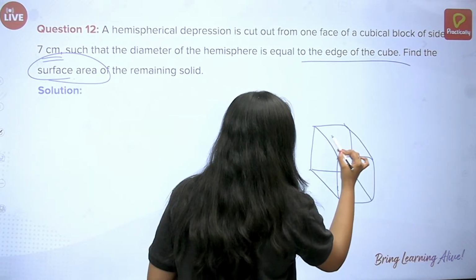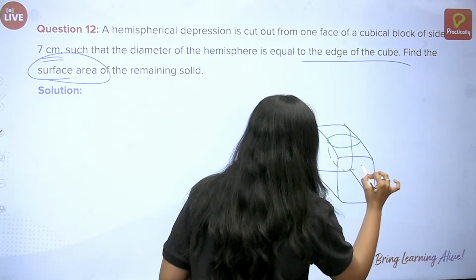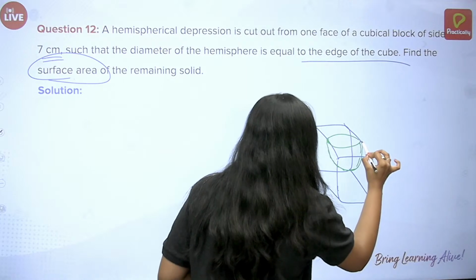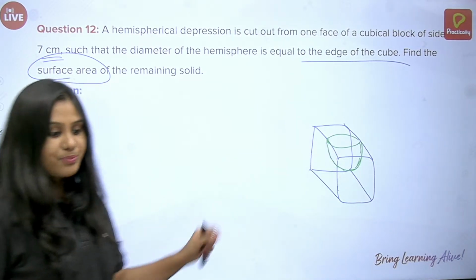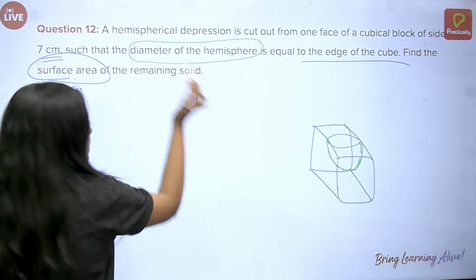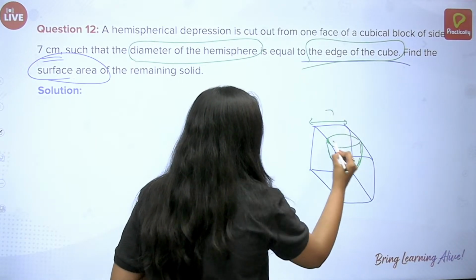So it will be, I guess, yeah, somehow like this, right? Now, why did I draw like this? Because it is given that the diameter of the hemisphere is equal to the edge of the cube. So the edge of the cube is 7, so is the diameter.